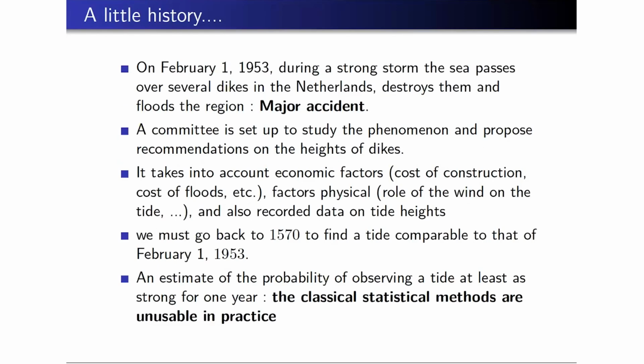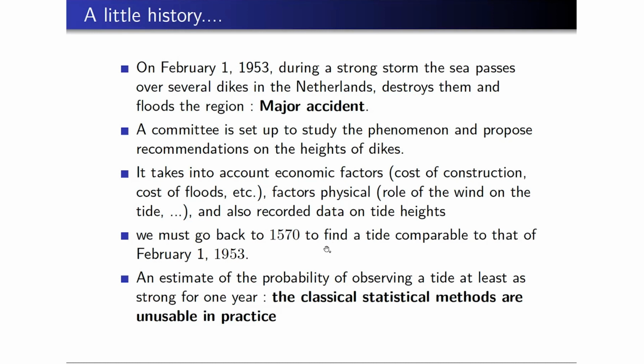Let us recall a little history. On February 1953, a storm devastated the Netherlands and destroyed many things. It was qualified as a major accident. So a committee was set up to study the phenomena and to propose recommendations. It takes into account many factors: cost of construction, floods, and other things. But what we want to say here is this is an accident, a rare event with very high impact.